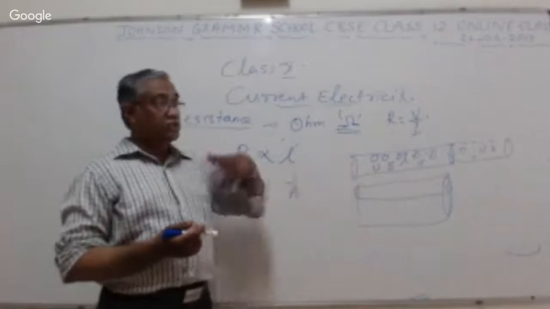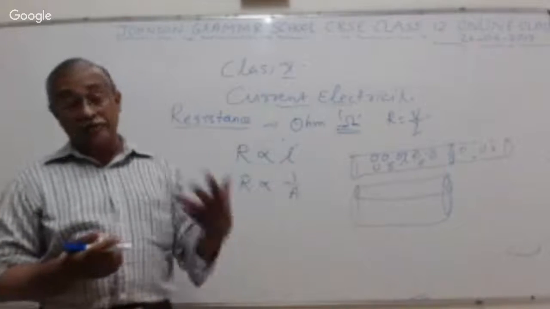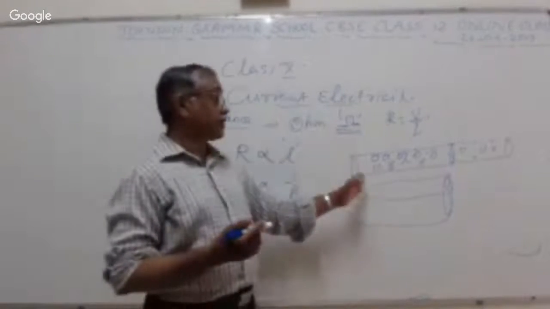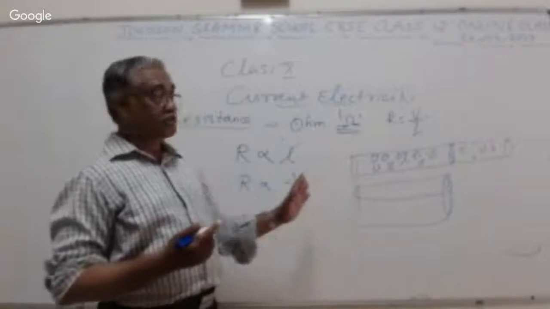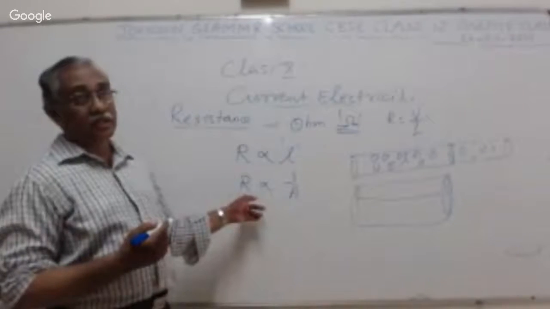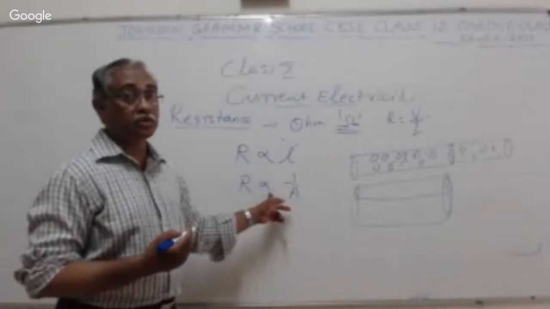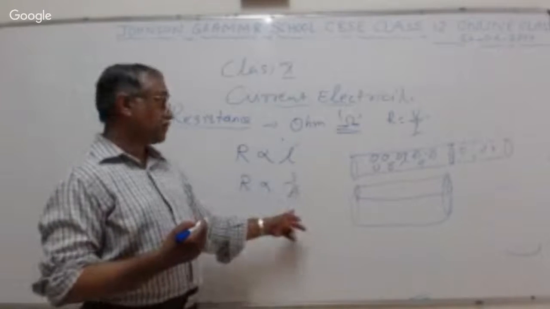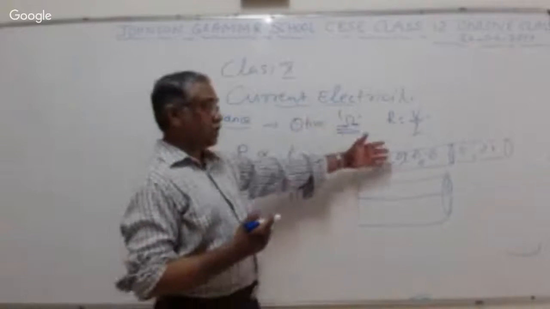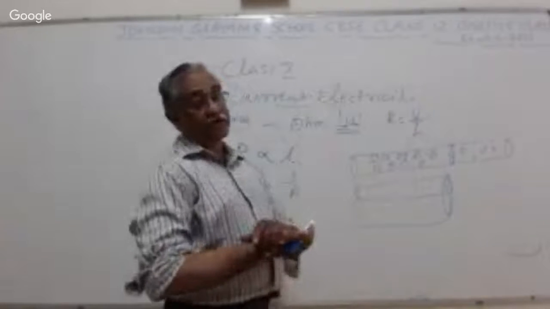So to decrease the resistance, what we have to do is increase the area of cross section. Or we can say that the resistance of a given conductor is inversely proportional to its area of cross section. The same analogy we can use to understand this.